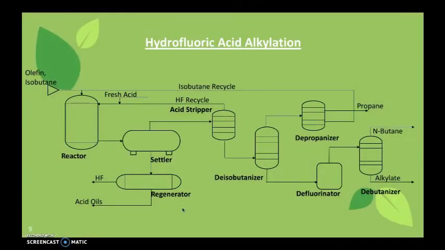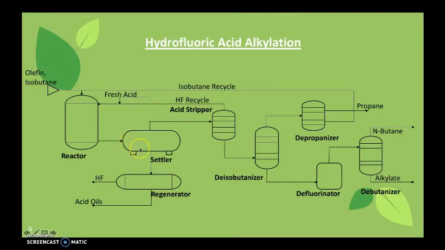Finally, using hydrofluoric acid alkylation. Olefin and isobutane are dried and fed to the reactor. The reactor operates at a temperature range of 80 to 100 Fahrenheit and a pressure between 100 to 120 psig.